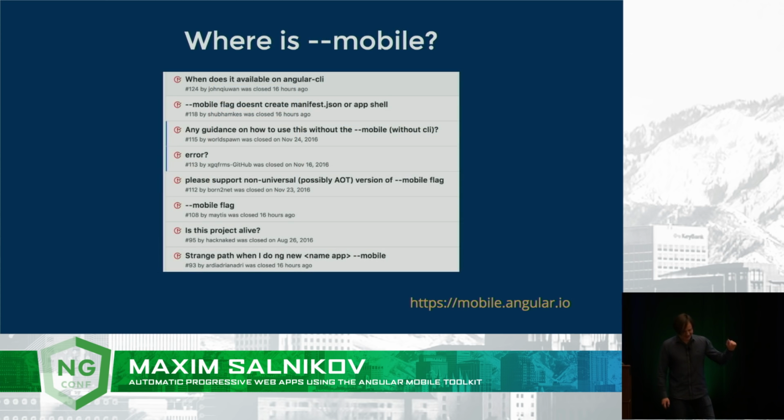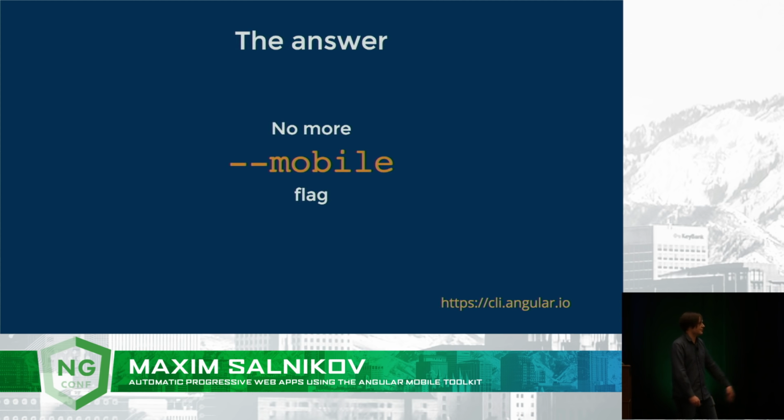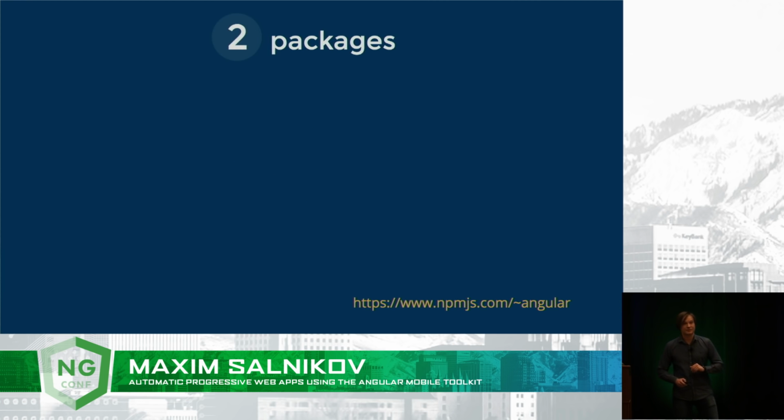Number one question in the issue tracker of this GitHub repo is, where is the mobile flag of the CLI? It was there sometime before. And yeah, now the answer is simple. There is no mobile flag. But please do not pack your belongings. We're still here. Let's go to NPM to check what's there.